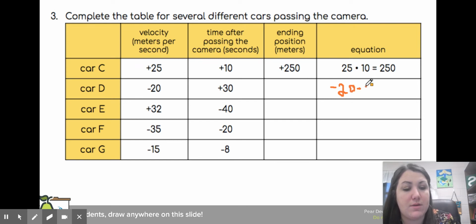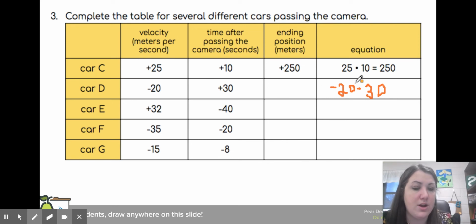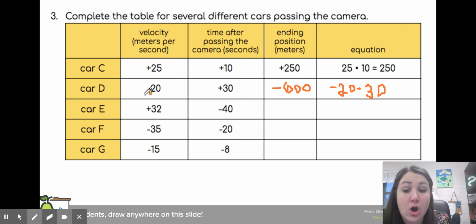times. We want it to be 30 seconds after it reached that 0. So 30 seconds after. So we have -20 times positive 30, which we know a negative times a positive is going to be -600. And if we think about it too, think about this problem here. If it's going west 20, it's going to keep going west after it reaches that 0 point.